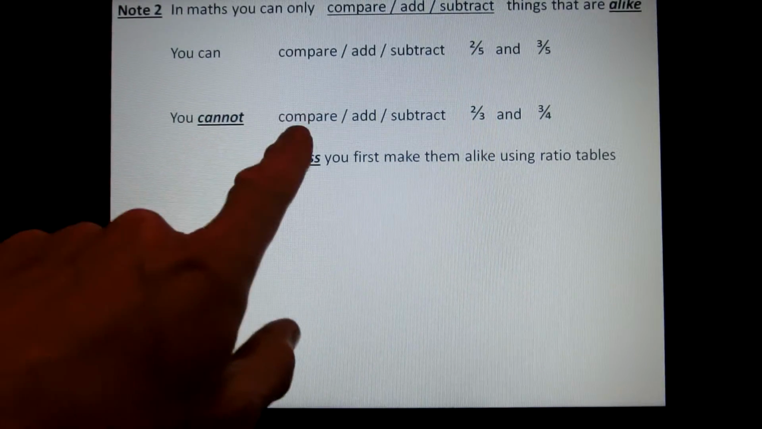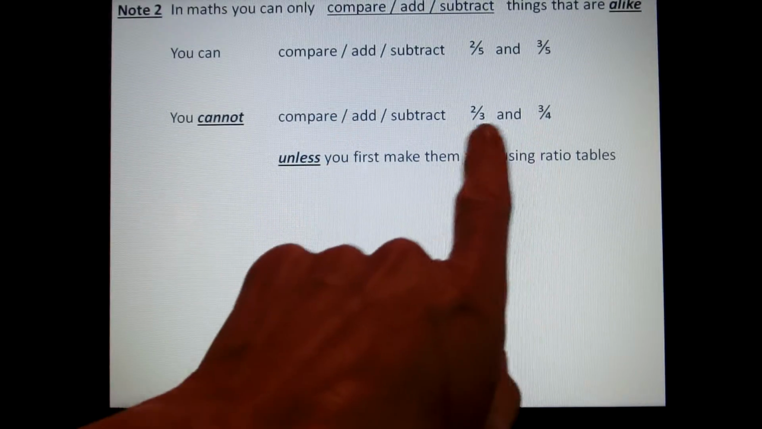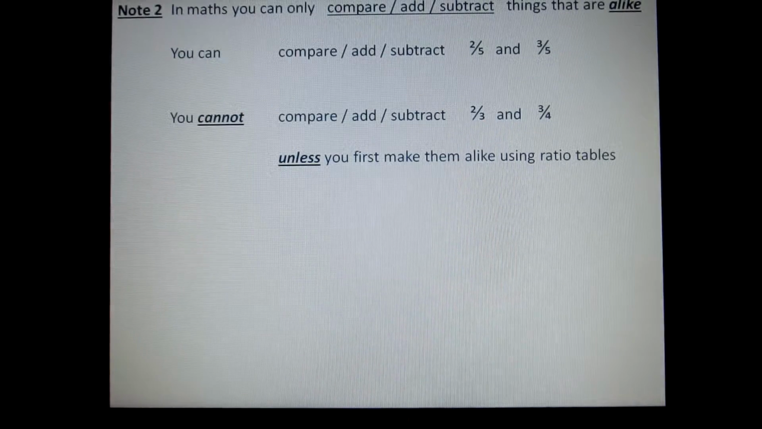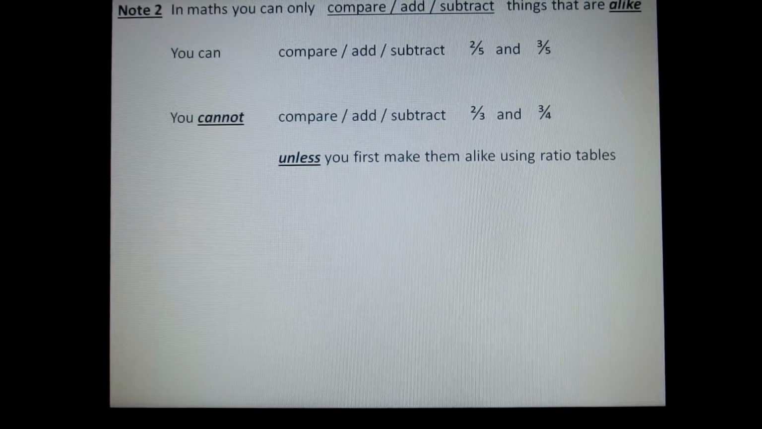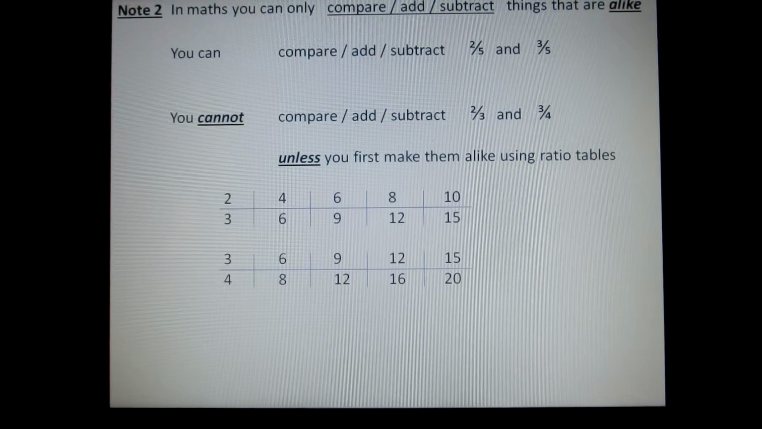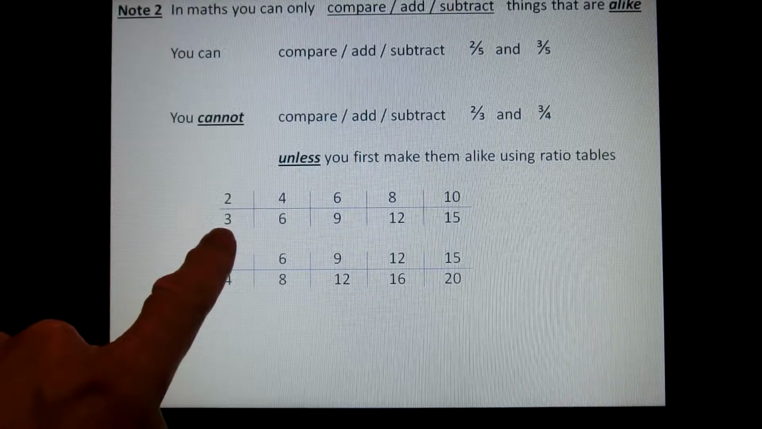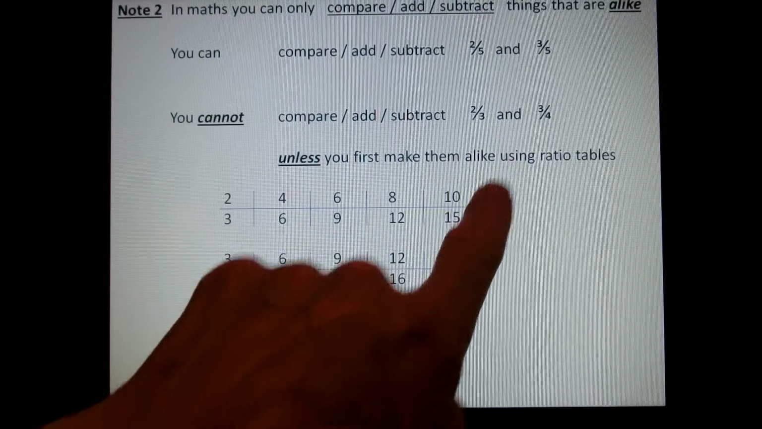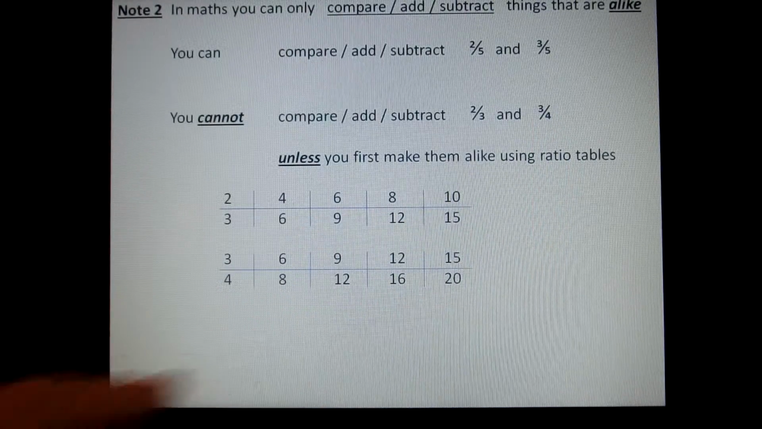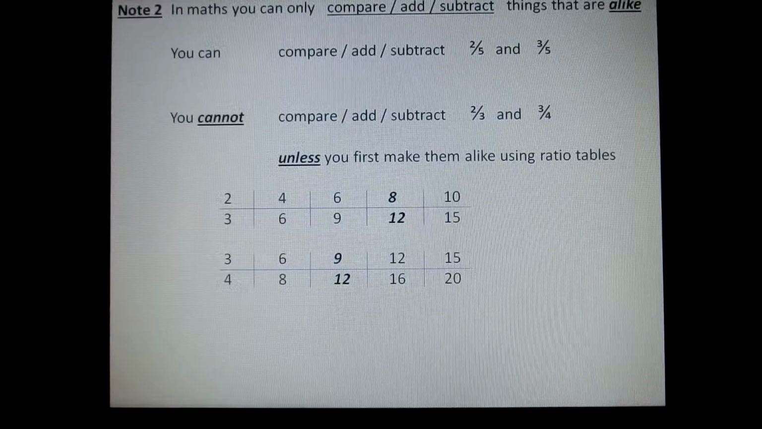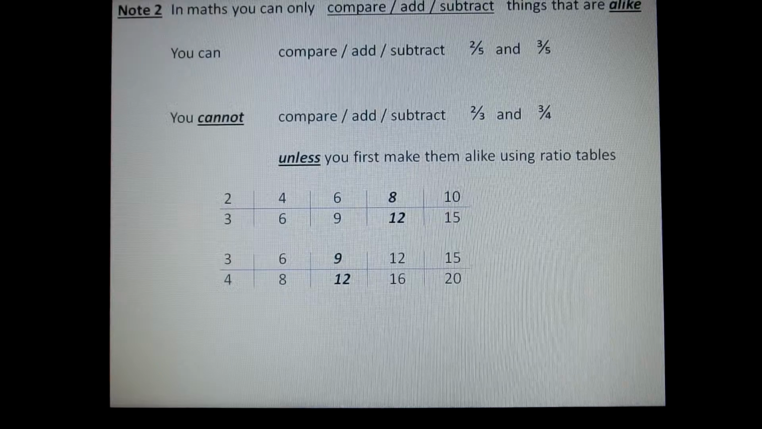However, you cannot compare, add or subtract these two because they're not alike. It's not necessarily immediately obvious which is the larger of the two, unless you first make them alike using a ratio table as an example. That's my preferred way of doing it. So 2/3 is equal value to all the other members of its family, and 3/4 is the same value as all the other members of its family. So what we want to do now is to find one member from each family that is alike to a member from the other family.